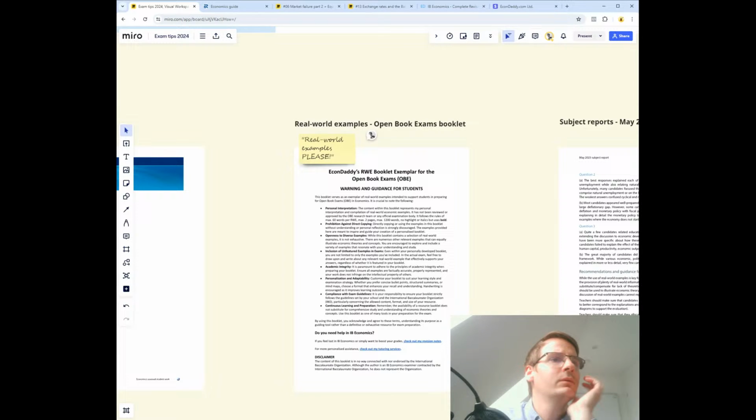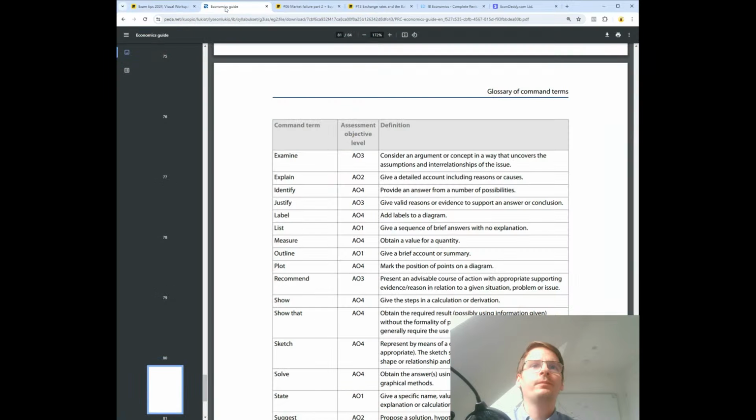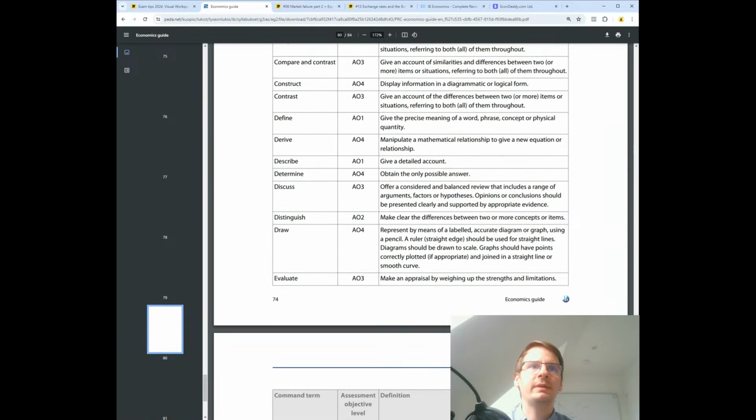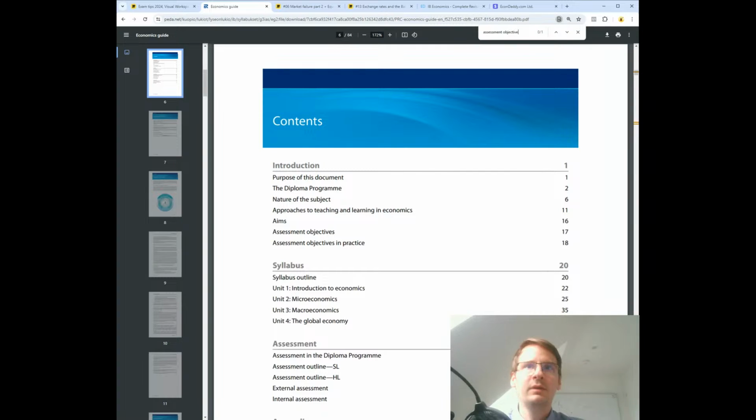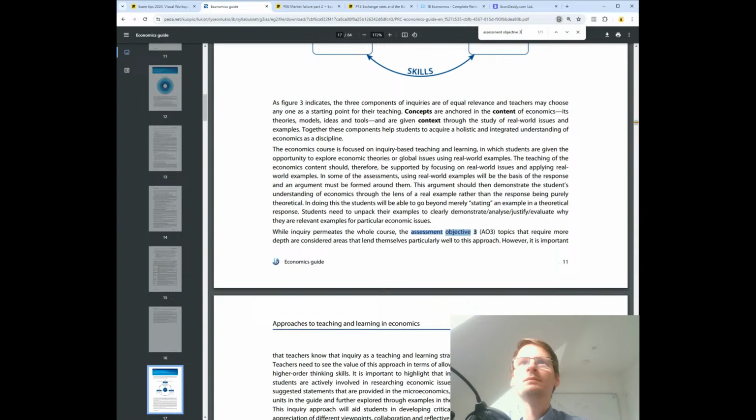Right, what else? Could you please explain what is AO3 again? Yes, good question. Assessment objective 3. So back here into the IB economics guide, let me show you. Control F, I search for assessment objective 3 or AO3. Look.